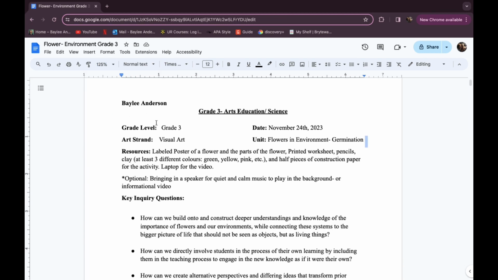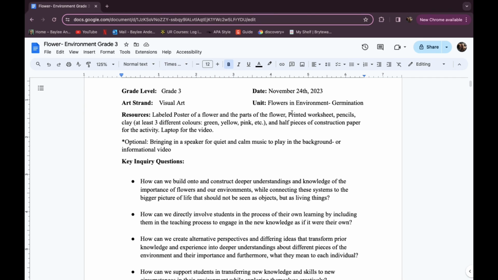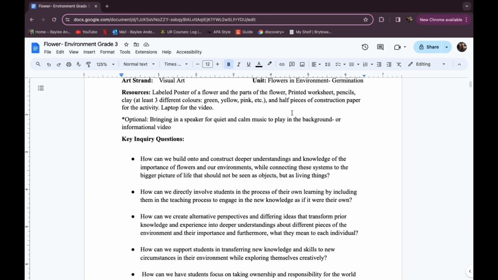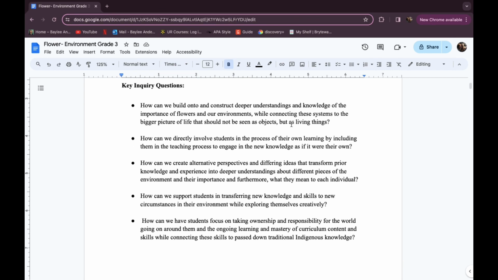So one of the most important parts that I would like for you all to know is that my assessments will be based around the grade 3 curriculum in both science and arts education. Basically, we will be talking about flowers in the environment as well as germination. Here you'll see some key inquiry questions.